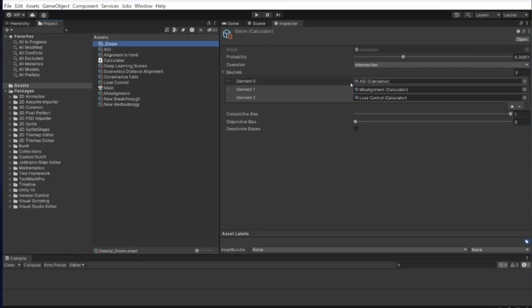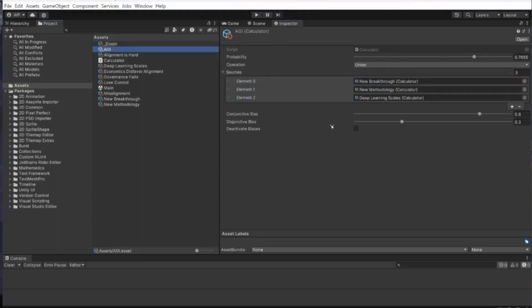One, that there is AGI in the near future. Second, that it is misaligned. And third, that we lose control of a misaligned AI. And this probability here is based on the chance that all of these three things are true. And each of these can drill down further.